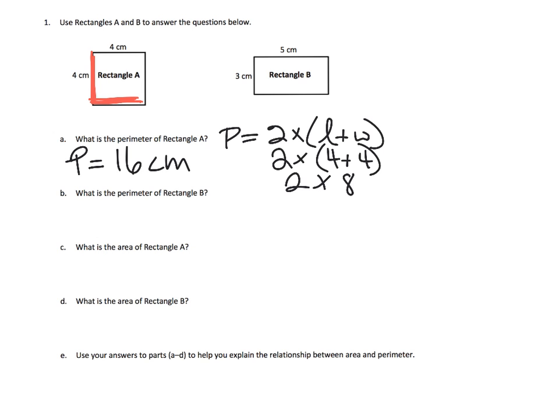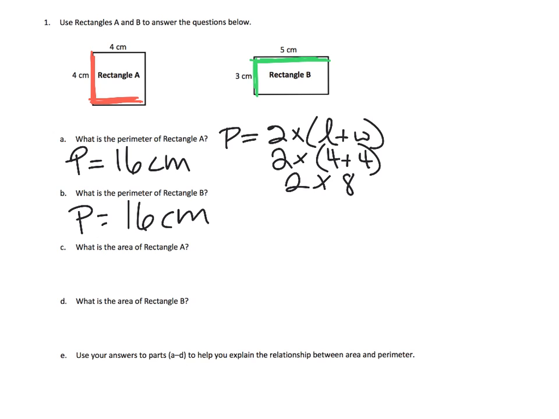So P is equal to 16 centimeters. And then what is the perimeter of rectangle B? So again, here we can add 3 plus 5, get 8. Double it, that gives us 16. So we see that the perimeter of that figure is also 16. So they have the exact same perimeter, meaning they use exactly the same amount of string to go all the way around the figure in both cases.